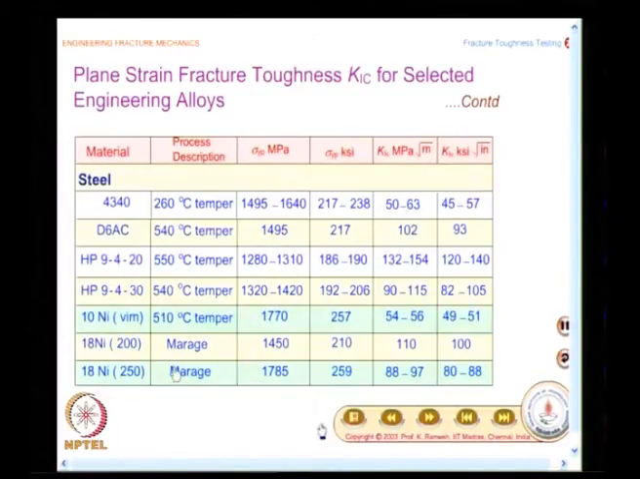Maraging steel is also very important. So, you could write for the other steel when the yield strength is 1785 MPa. For that steel, the K1C is determined to be 88 to 97 MPa root meter. It gives you a flavor. You are really talking of high strength alloys, and what is the typical variation of fracture toughness in the case of steel.